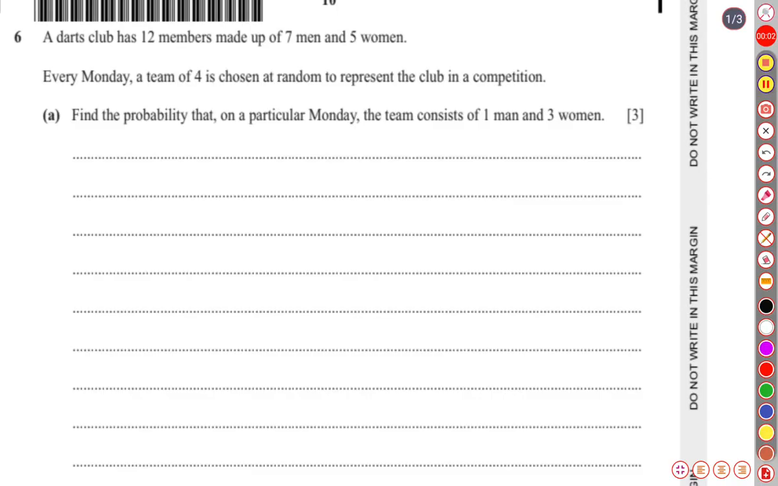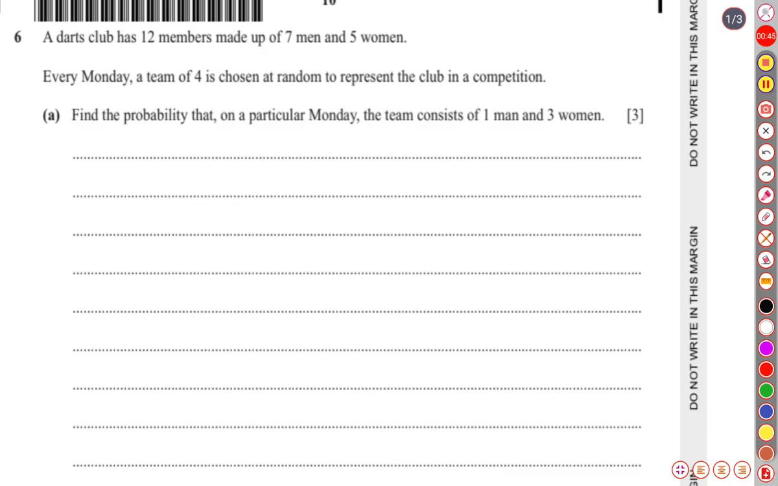Bismillahir Rahmanir Rahim. Welcome to Cambridge Maths. Today we are going to solve a question from probability and statistics. This particular question belongs to paper 9709/55 for the session May June 25. Let's read the last question of this paper. A darts club has 12 members made up of 7 men and 5 women. Every Monday, a team of 4 is chosen at random to represent the club in a competition. Find the probability that on a particular Monday, the team consists of 1 man and 3 women.